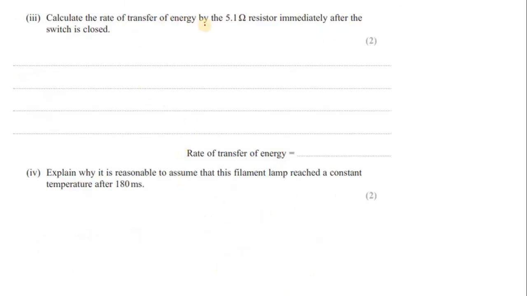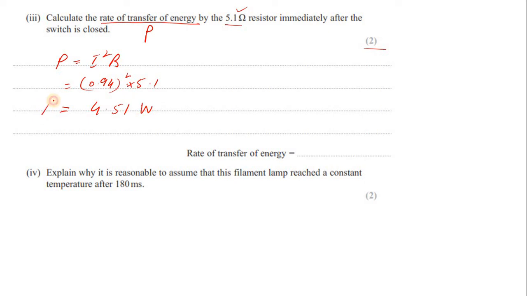Calculate the rate of transfer of energy by the 5.1 ohm resistor immediately after the switch is closed. So straightforward, easy, 2 marks. Your rate of transfer of energy, that means you need to find power. In electricity, power is found if resistance is given, and we have already found the current, so we can use P is equal to I squared R. So I is 0.94 squared into resistance 5.1, and then you can solve it for power, and you can say that power is 4.51 watt. This is the power.